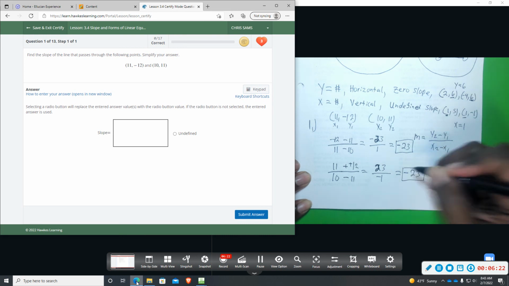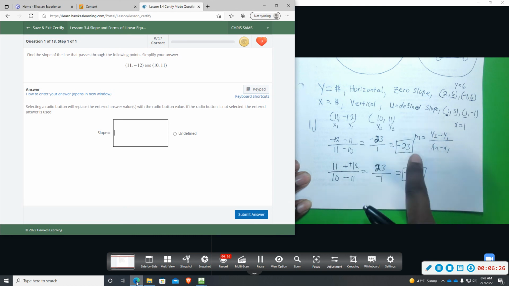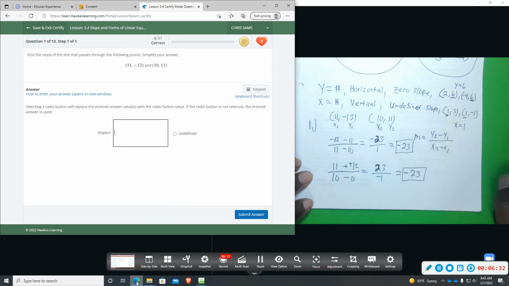So although it looked like the sign was in a different location, a negative on the top or bottom is going to give you a negative end result. But if you had a negative on top and bottom, negative divided by negative would be positive. So just be careful with all those. This time we get a slope of negative 23.